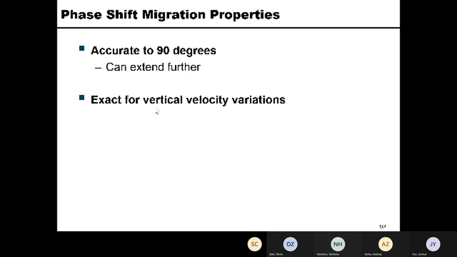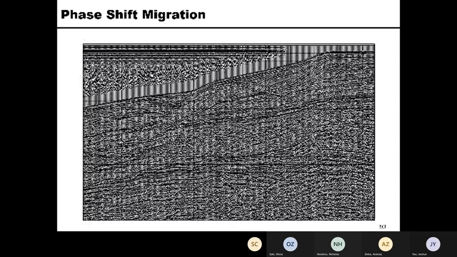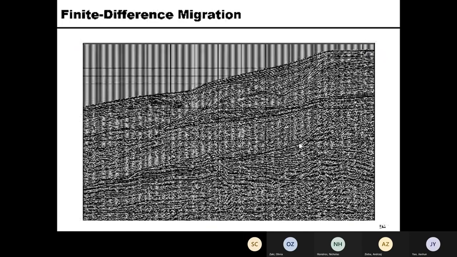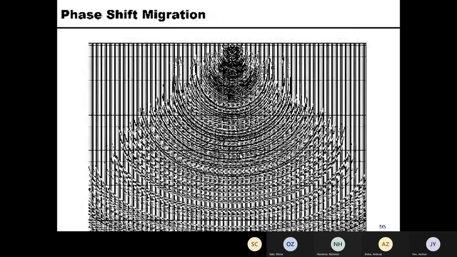Okay, this is exactly for vertical velocity variation. So people say, okay, I do this first and then you do the correction. That's quite a common practice if the velocity variation is not strong. Result, right? That's the phase shift migration. This can go up to 90 degrees. So all the dipping faults here are much clearer compared to previous methods. And see, with finite difference, this dipping event does not appear, right?